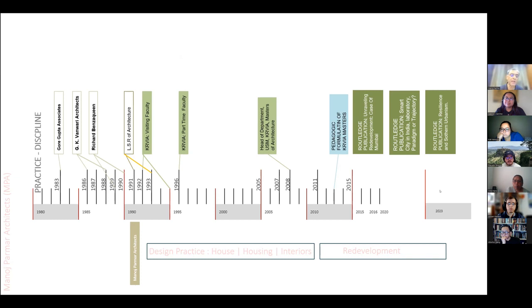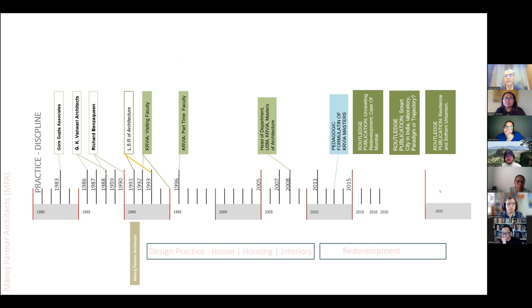On the practice front, when I started, we used to handle design practice of housing and interiors projects. But due to a change in policy in 2000, roughly 2002, lots of existing housing stock began to go under redevelopment. It means you demolish that building and you rebuild it. This is a major practice in recent times. So my practice has shifted from earlier small scale to large scale housing projects. And this will continue, it looks like, for many years.